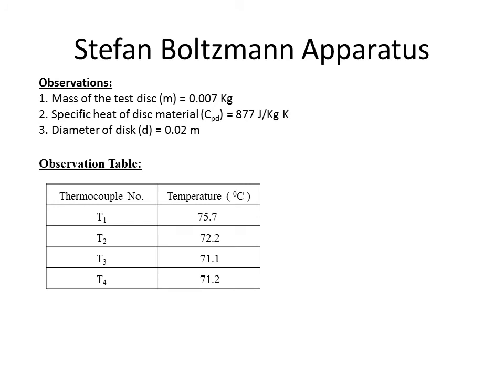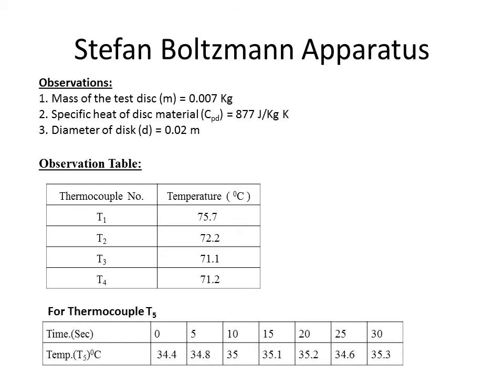Temperature of first thermocouple is 75.7 degrees Celsius. Second thermocouple's temperature is 72.2 degrees Celsius. Third thermocouple temperature is 71.1 degrees Celsius. And fourth thermocouple's temperature is 71.2 degrees Celsius. For fifth thermocouple, we are taking the reading at 5 second intervals of time.